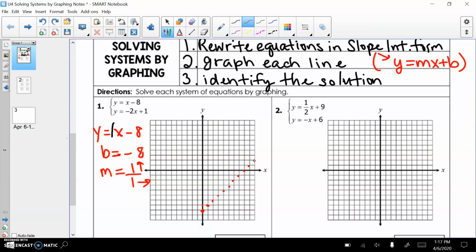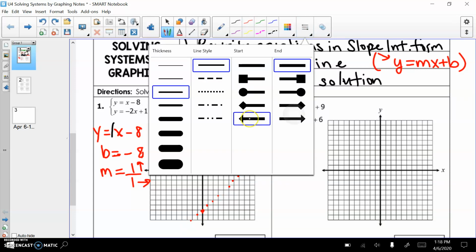Once you run out of graph, you can go down 1 and over to the left. You're going to do the opposite. Then you're going to draw your line. In this case, I would suggest using a straight edge, because we want to know the solution, so we want to know exactly where they are crossing.